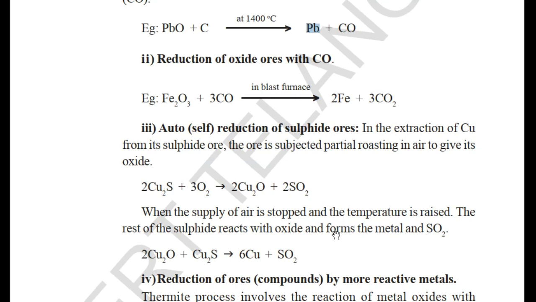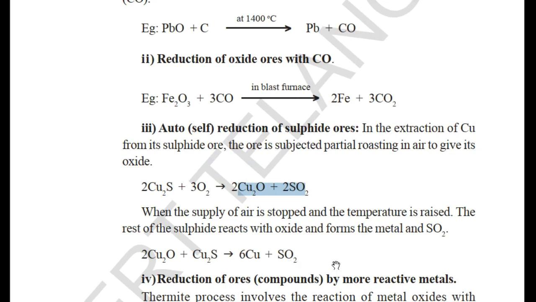After heating, suddenly the air is stopped and the temperature is raised. The rest of the sulfide ore which is present will react with the oxygen, and at the end, this reaction continues and you will get copper and sulfur dioxide.